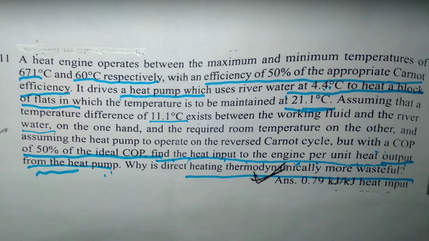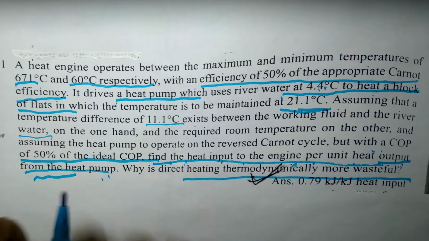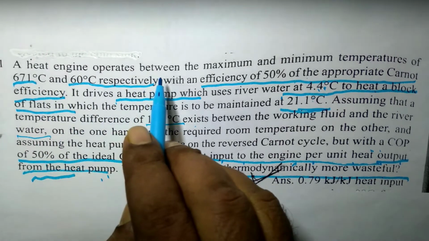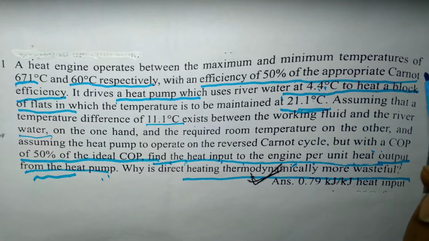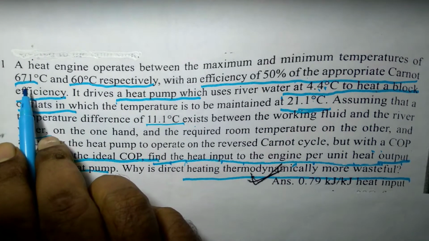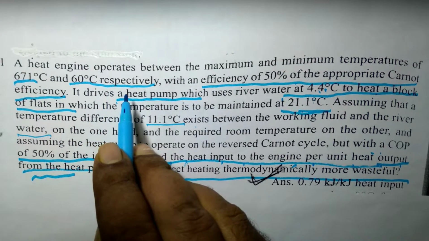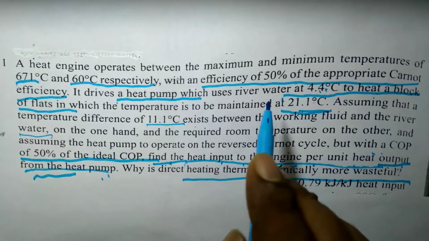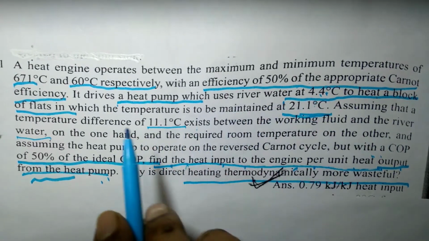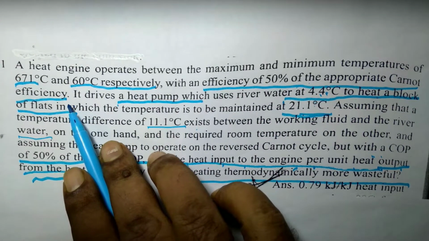Let's get started. So problem number 6.11 is like this. A heat engine operates between the maximum and minimum temperatures of 671 degrees Celsius and 60 degrees Celsius respectively, with an efficiency of 50% of the appropriate Carnot efficiency.